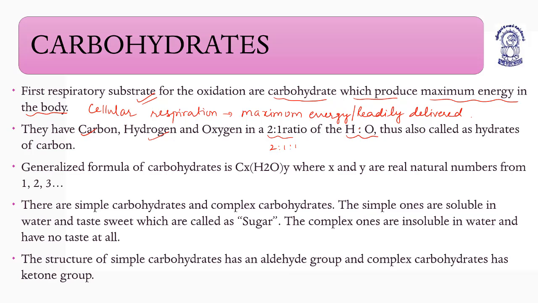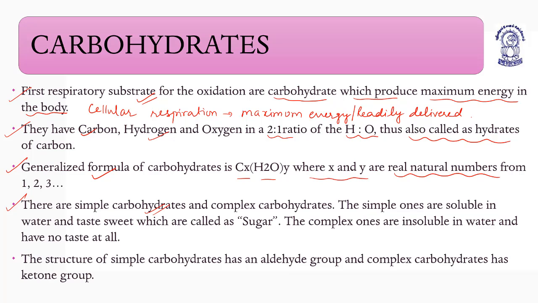The ratio of hydrogen and oxygen is 2 to 1, and thus they are also called hydrates of carbon. So remember this ratio only. The ratio of hydrogen to oxygen in carbon, hydrogen, oxygen is 2 to 1, and that is why it resembles that they are formed by water. They have hydrates with water in them, so they are known as hydrates of carbon. The generalized formula of carbohydrates is Cx(H2O)y, where x and y are natural numbers, and when all the numbers are quantized they follow the law of chemical combinations.